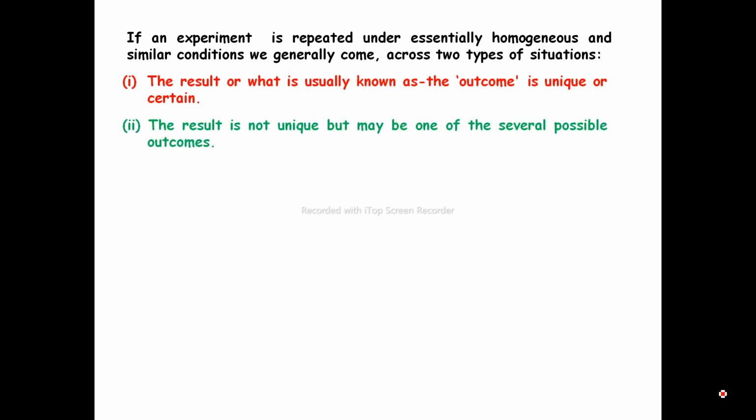Now the second type of situation is the result is not unique but may be one of the several possible outcomes. So at the end of the experiment we have come to a conclusion that option 1 can occur, or option 2 can occur, or option 3 can occur. Means in the second type of situation we do not have a unique result, we have got some kind of possibility that may occur. So after completion of an experiment you may get an accurate answer, or you may not get an accurate answer, you may get a possibility instead.